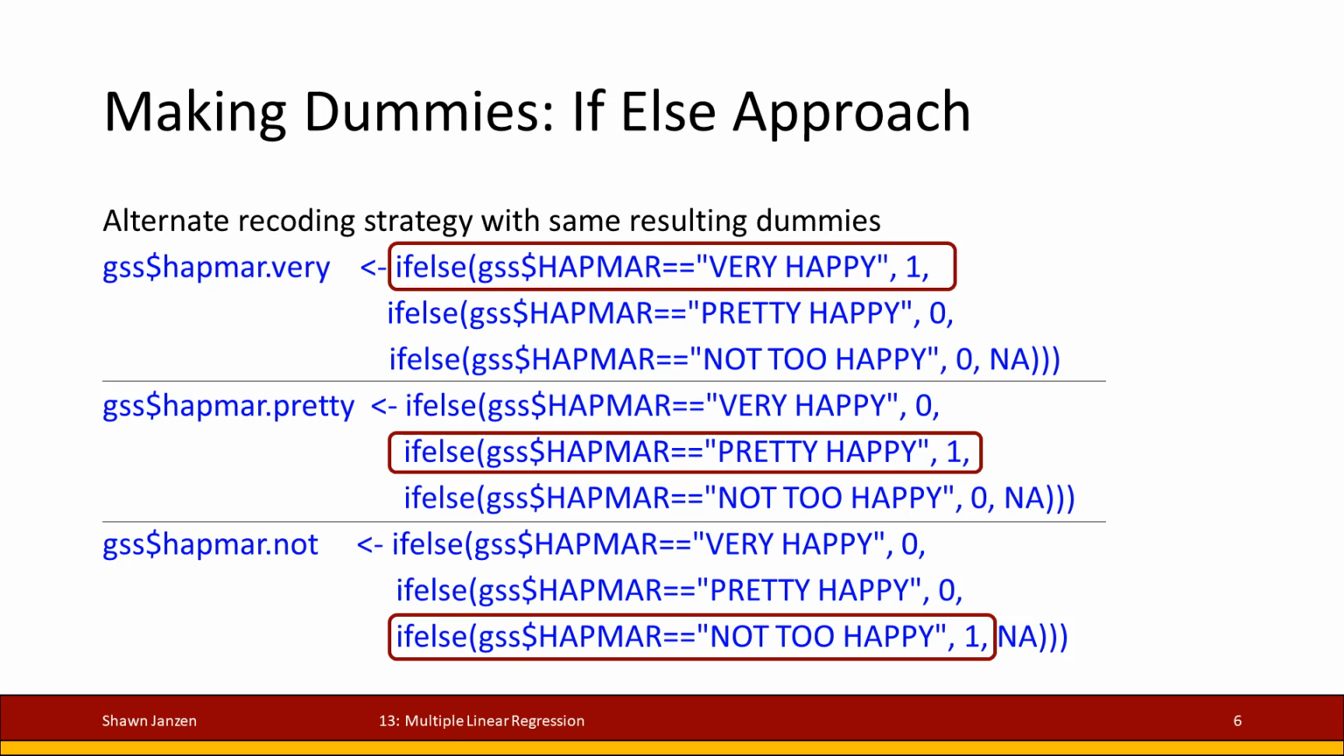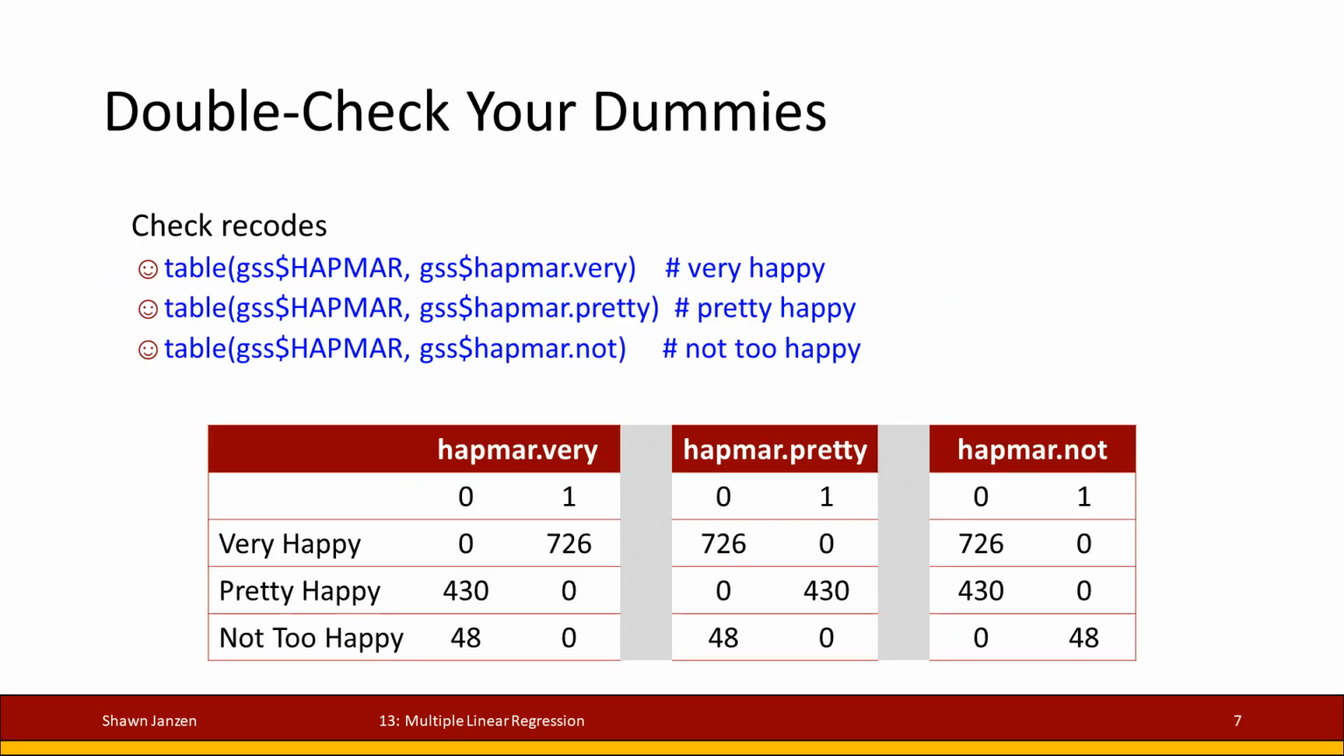So you're going to repeat that process for pretty happy and not too happy, and I've got the variables named for the dummies the exact same, so no matter how I do this, they would come out to the same values. Always, whenever you can, go ahead and check your recodes.